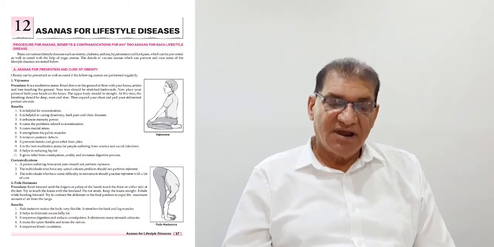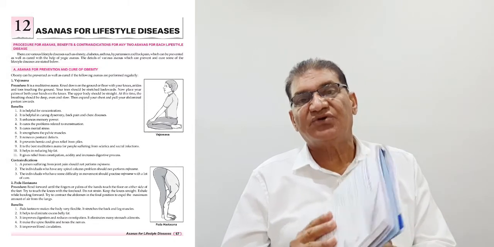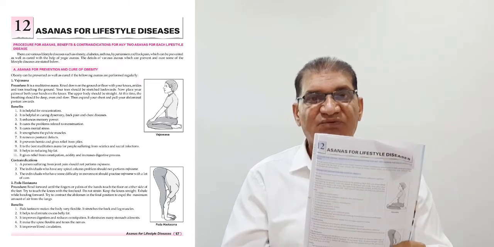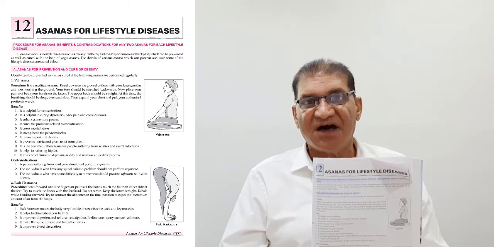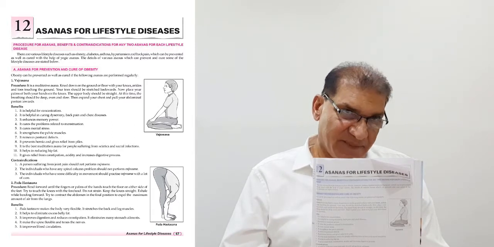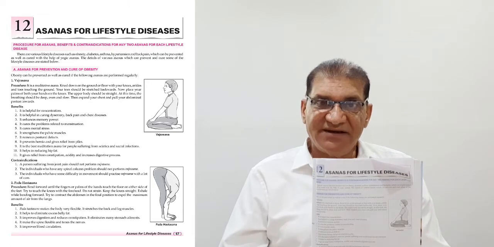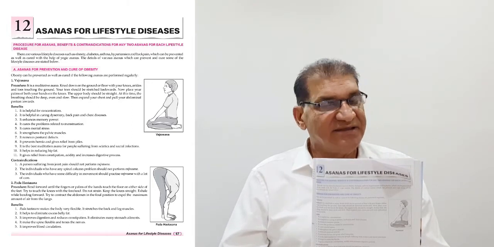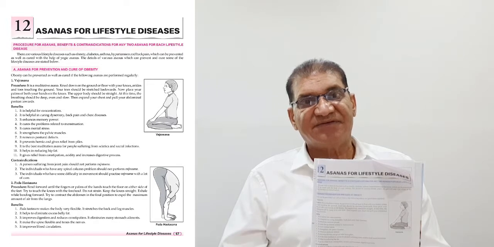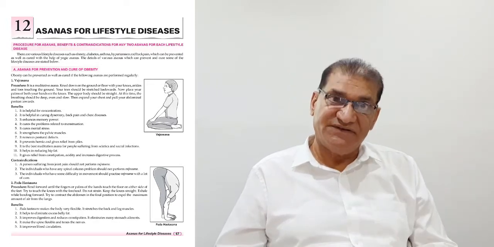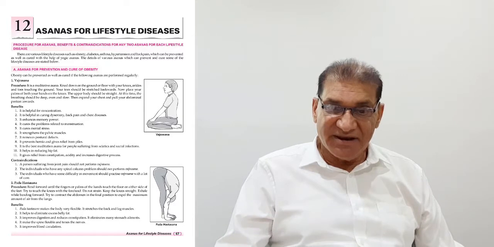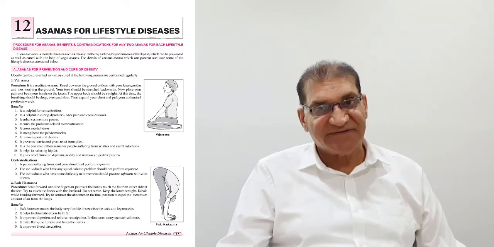The next chapter in the record file is asanas for lifestyle diseases. This chapter is really very important from the point of view of various lifestyle diseases such as hypertension, diabetes, back pain, obesity, and asthma, etc. These lifestyle diseases are spreading like anything, not only in India but throughout the world. So yoga can be very helpful in this aspect in treating or curing these diseases such as hypertension. Various asanas are recommended for controlling these diseases.